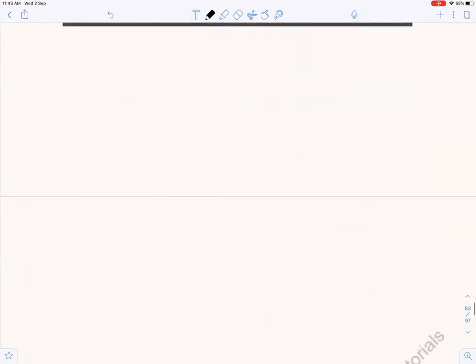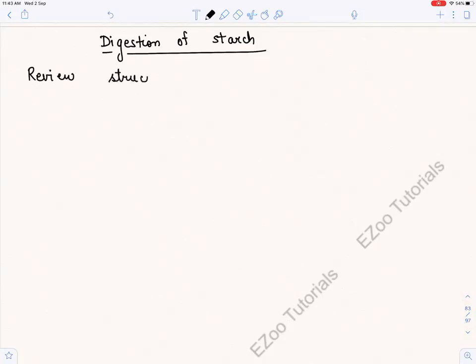So let's focus on our goals and let's start today's topic, that is digestion of starch. Today's topic is a small topic. The first thing that we're going to do is review the structure of starch. Then only you will be able to understand how the breaking down of this starch is taking place. So we'll go very slowly.